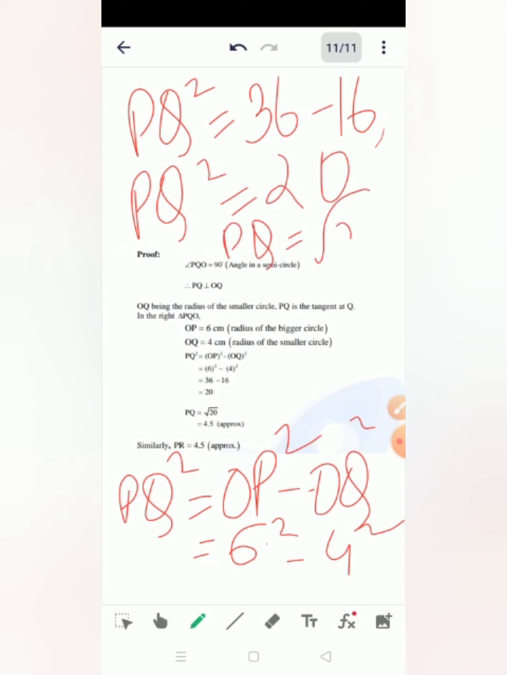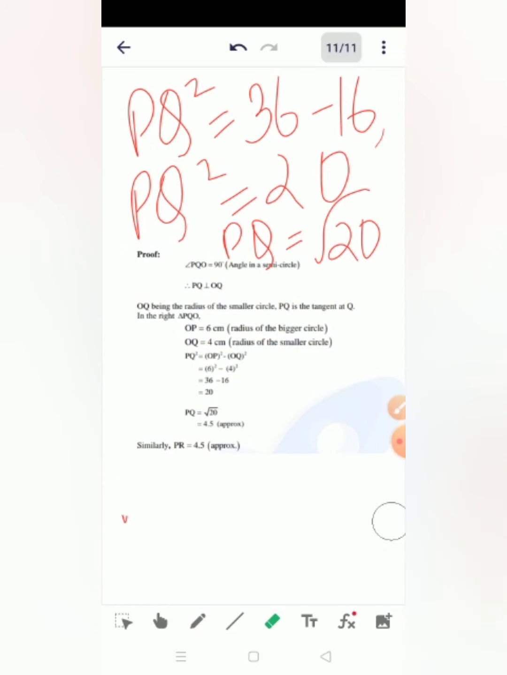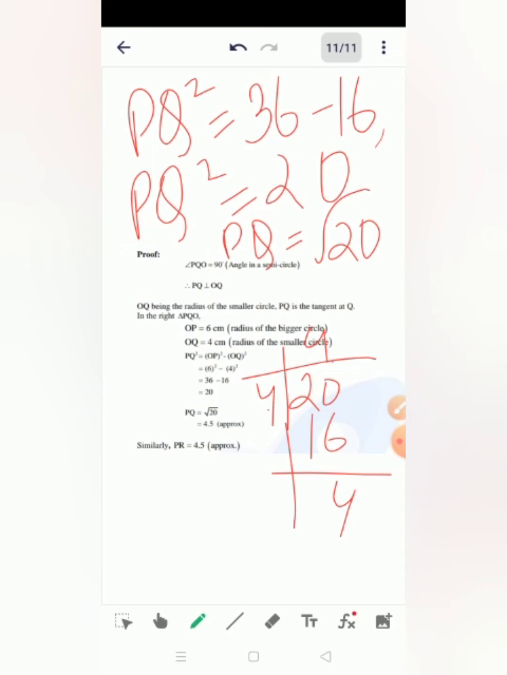So if you find the root of this number 20, let me help you solve this also. How to solve the root of 20? Look here, do like this. You know 4 4s are 16, right? You might have learned this type of division. 4 4s are 16, 4 remainder here, and then 4 plus 4 is 8. You put your 8 here. After that you put a point here. After that you put 0.